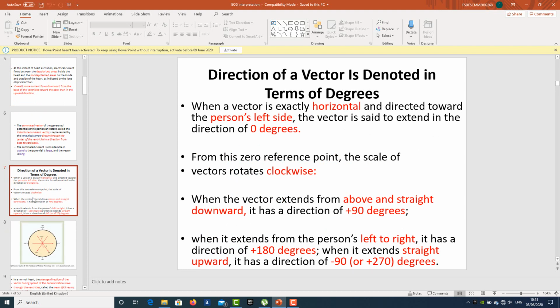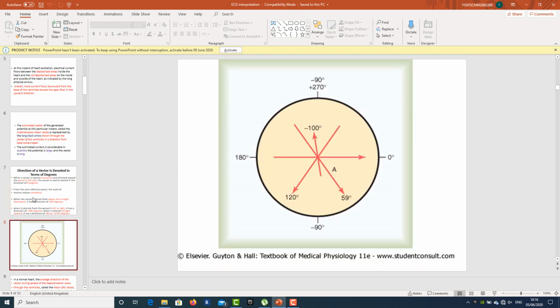Now, the direction of a vector is denoted in terms of degrees. When a vector is exactly horizontal and is directed towards the person's left side, the vector is said to extend in the direction of 0 degrees. From this 0 reference point, the scale of vectors rotates clockwise. When the vector extends from above and straight downward, it has a direction of plus 90 degrees. When it extends from the person's left to right, it has a direction of 180 degrees. When it extends straight upward, it has a direction of minus 90 or plus 270 degrees. This is how the different directions of a vector are denoted in terms of degrees.